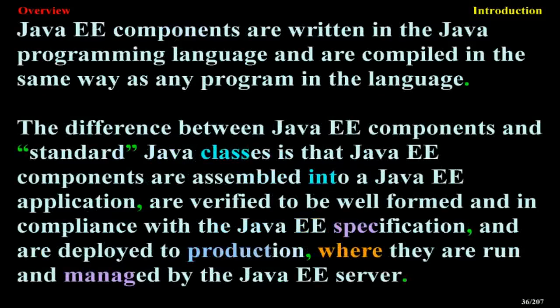Java EE components are written in the Java programming language and are compiled in the same way as any program in the language. The difference between Java EE components and standard Java classes is that Java EE components are assembled into a Java EE application, are verified to be well-formed and in compliance with the Java EE specification, and are deployed to production, where they are run and managed by the Java EE server.